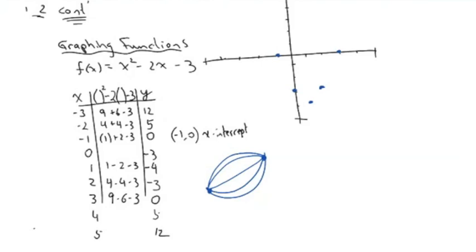But can I connect it any other way than curving up or curving down? Yes. I could have a curve do this. That's perfectly fine. There is even the possibility that the graph on this side doesn't even touch the graph on that side. They're disconnected. It's discontinuous.